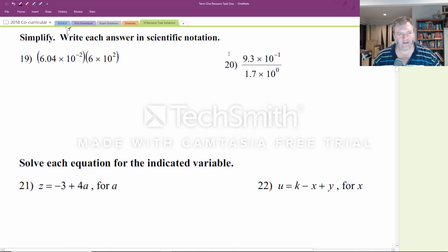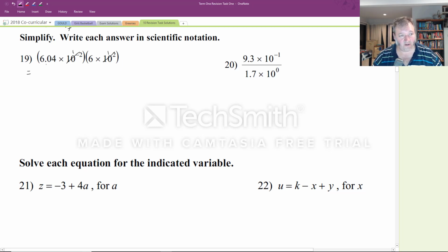Simplify writing each answer in scientific notation. All right, well, I don't have a calculator on this computer at the moment. My emulator seems to have disappeared. So the interesting thing here is this one's being multiplied by 10 to the negative 2 and this one's being multiplied by 10 to the 2. When I multiply them together, that's just 10 to the 0 or 1. So they can be simplified a little bit.